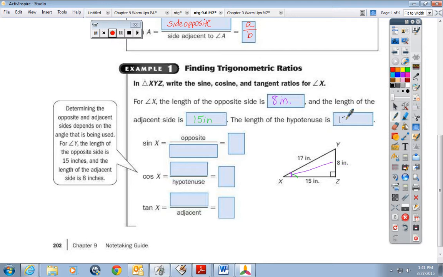I have a question. What would we do if y was the angle? Then it would be the same. If we were finding all these for y, the side opposite y would be 15, the side adjacent to y is 8, and the hypotenuse is still 17. So the hypotenuse is not going to change. The hypotenuse will always be the side opposite the right angle.